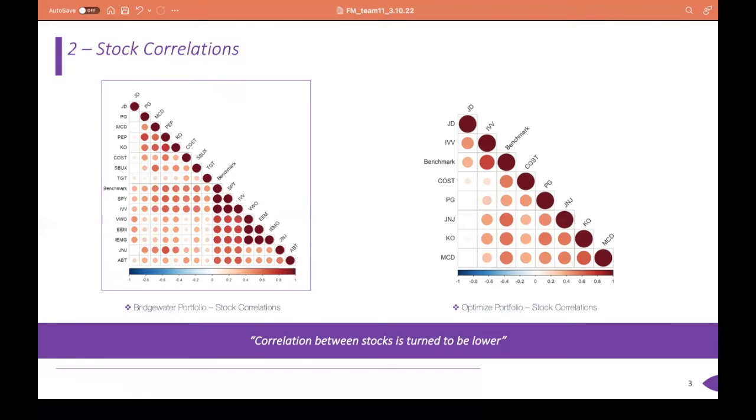We provided the correlation for each stock, and as you can see, on the left side, which is the 15 stocks of the original portfolio, there are many of the highest correlation pairs for the stocks. But we provided the other one, which is the optimized portfolio. Then the correlation is relatively decreased compared to the original one.